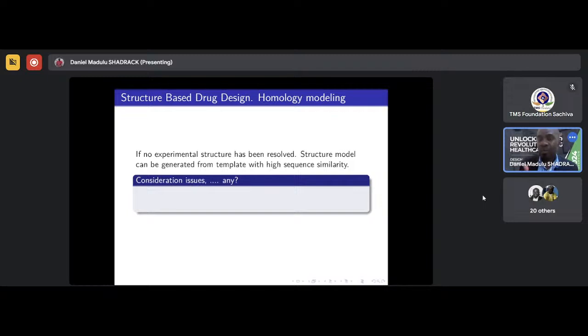So the question is, what happens if the protein structure is not resolved? Normally, you collaborate with structural biologists who resolve the proteins by NMR or X-ray crystallography, and funnily enough, nowadays we can do it by computers with homology modeling. Thanks to AlphaFold, which has been doing a very good job.